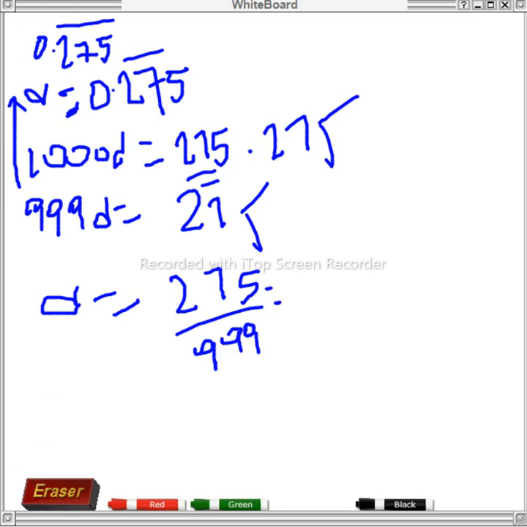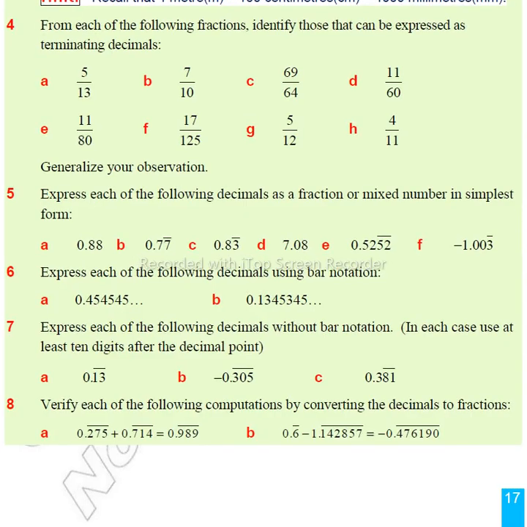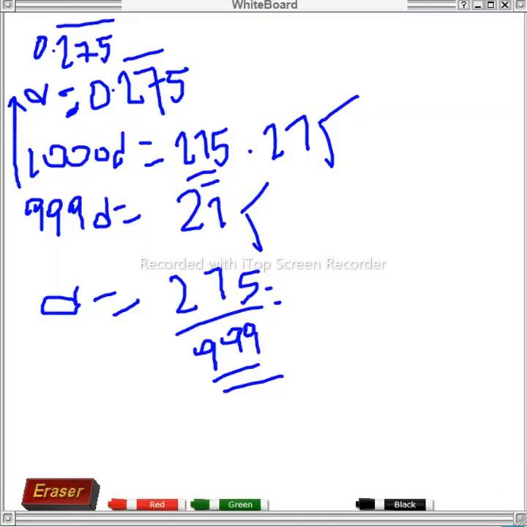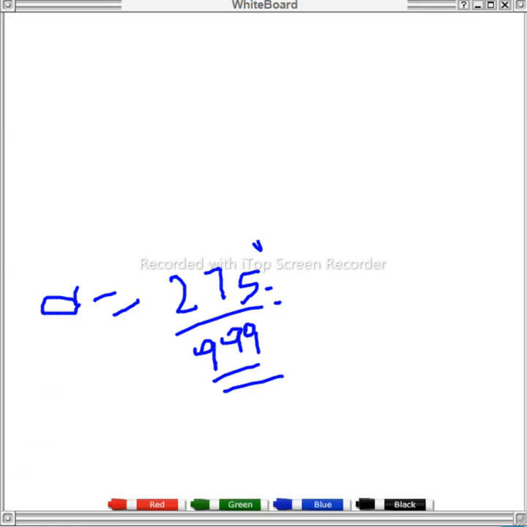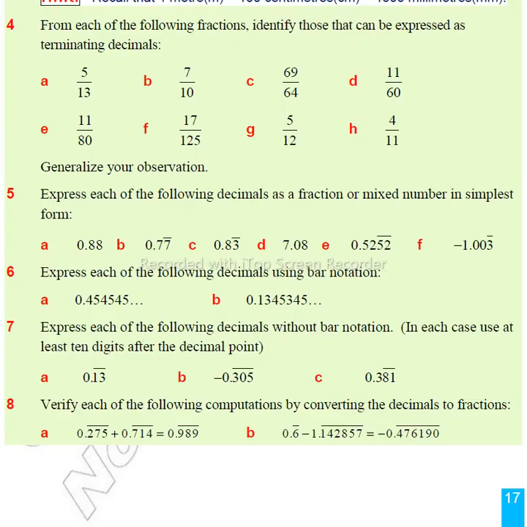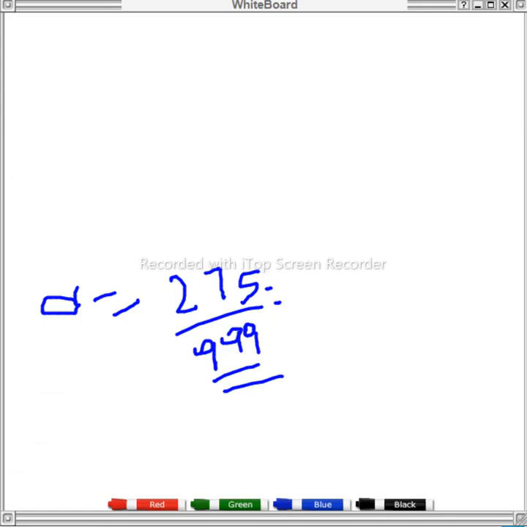Let us check whether it is simplified. Is this number divisible by 3? This number is 7, no, not divisible. So this is the first fraction, and the other decimal number is 0.714 repeated. Let us do this also. This is the first fraction, and the second fraction is 0.714. Let us change this also.